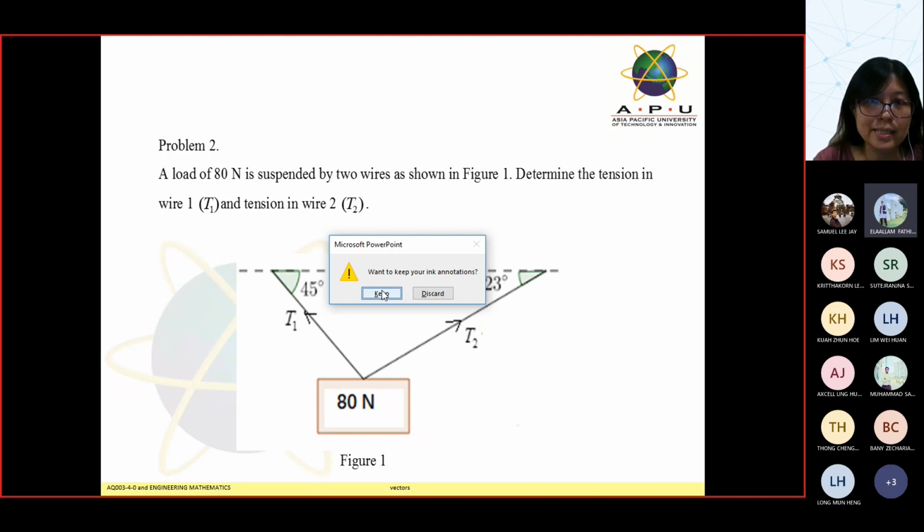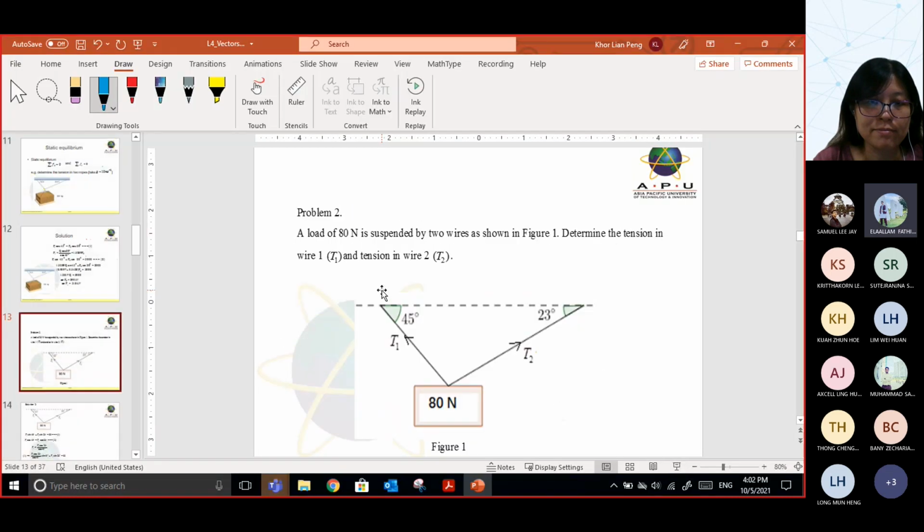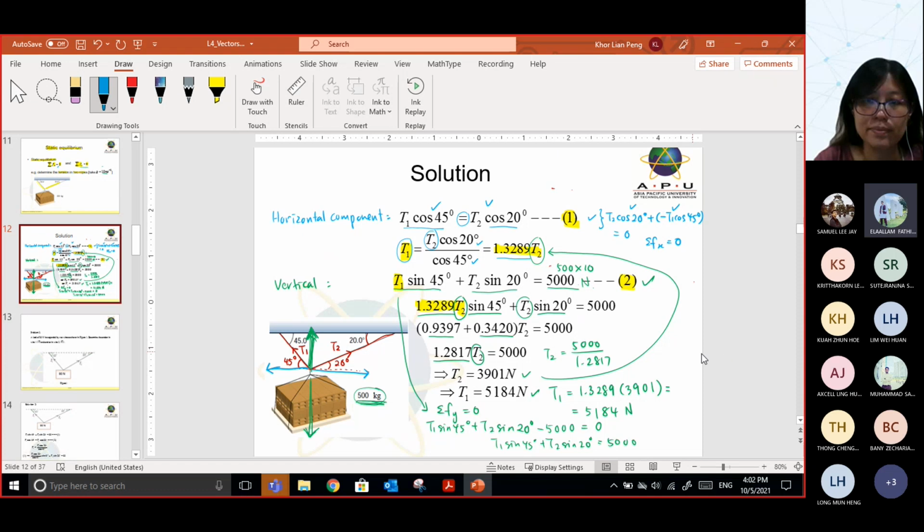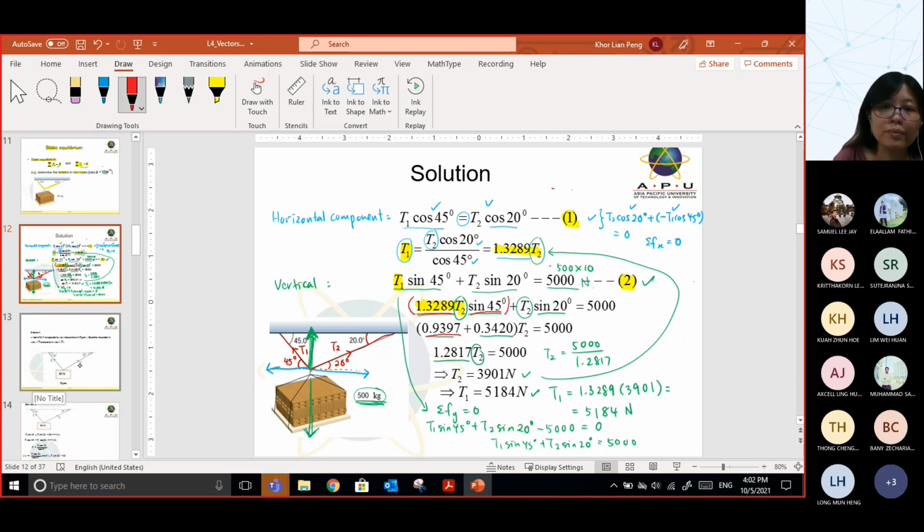Excuse me, miss. Yes. Can you go back, please? The previous one. So miss, the 0.9397, from where did we get it? Can you see I need to simplify this one? So I'm taking sine 45 multiplied by 1.3289 to get this answer. Oh, okay, miss. Okay. So any other question?